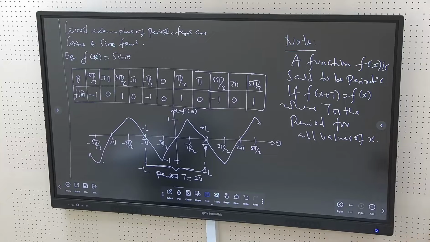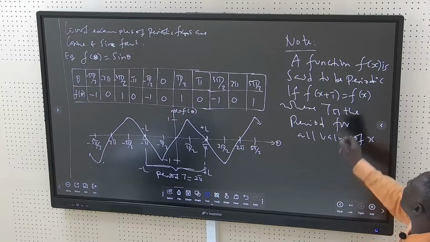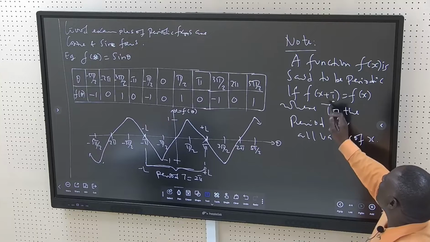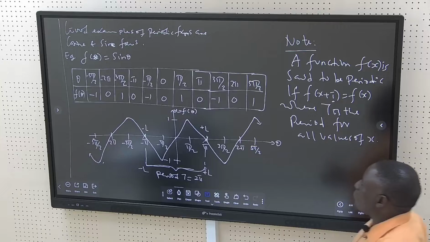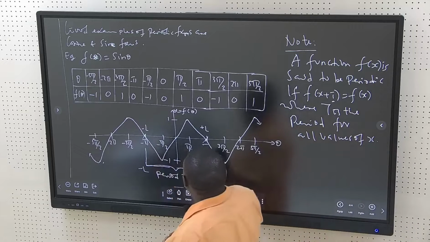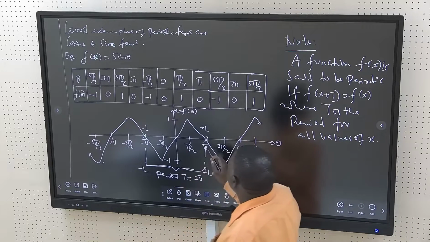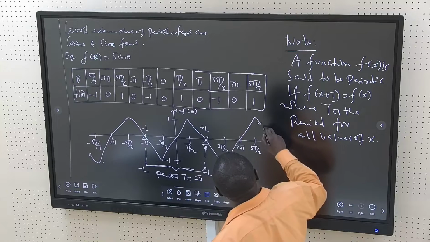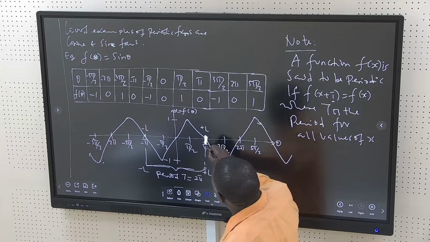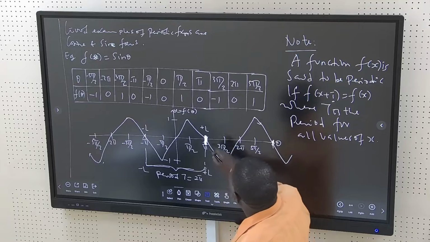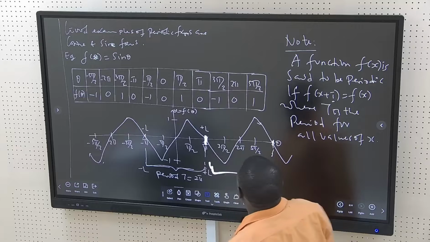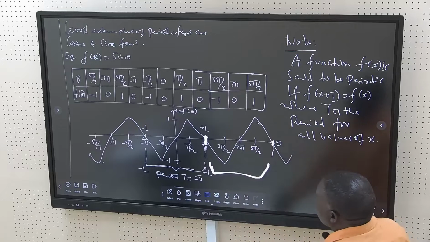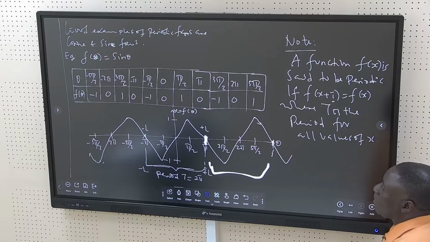So any function f of x is said to be periodic if it copies and repeats itself after a certain interval. You can see now from here up to here, this is T, the period, and the function starts copying itself after this interval. Again it has copied itself from this point up to this point. So this is just a good example of a periodic function.